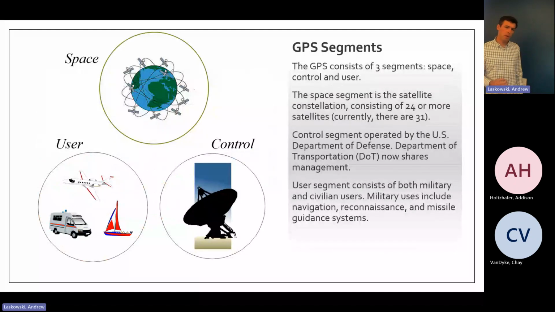GPS consists of three major components. In space, we have the satellites. On the ground, we have the user and whatever devices are being used to receive signals from the satellites. And then we have control, which is actually maintaining that cluster and actually figuring out when interference occurs and how do we actually correct for that interference. Control segment is operated by the US DoD, and now the Department of Transportation shares management. That would fall under the authority of Mayor Pete.